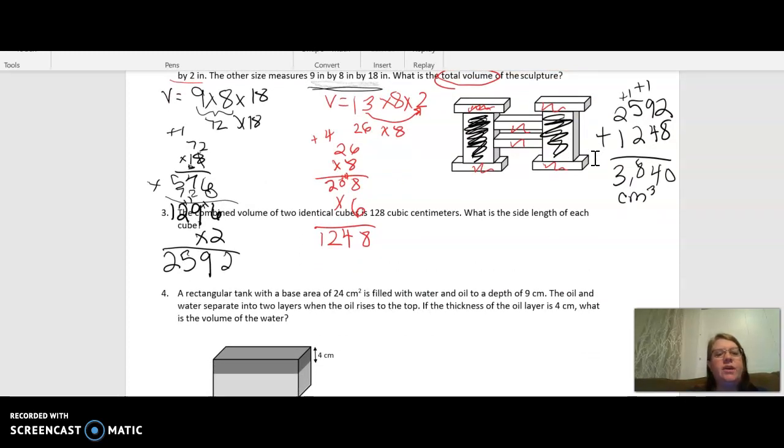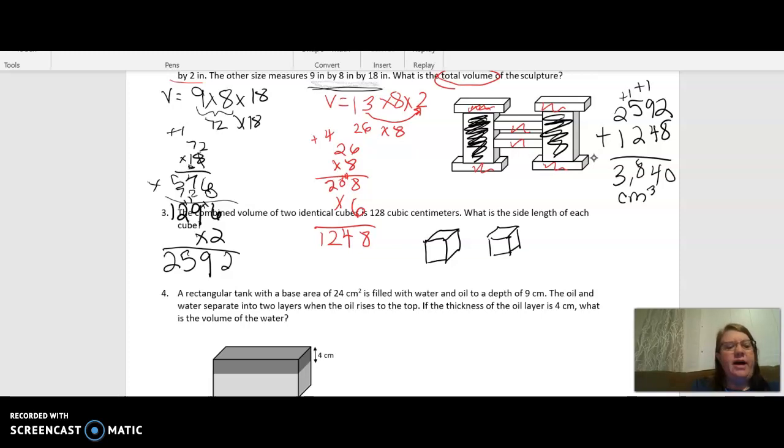Question number 3, the combined volume of 2 identical cubes is 128 cubic centimeters. What's the side length of each cube? Well, a cube is made up of what kinds of shapes, guys? Think about it. If you draw out a cube, I don't know if Miss Kelly can draw it on a computer. What do we know about the sides of every cube? That's what you need to think about here. I'm going to give you that clue.